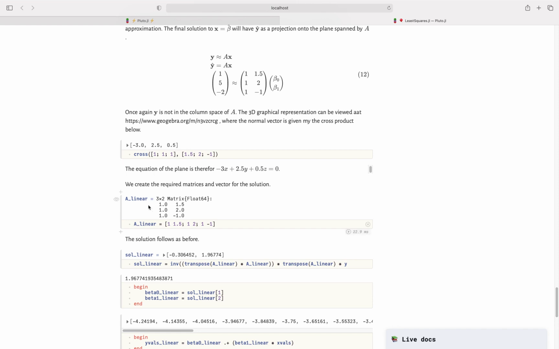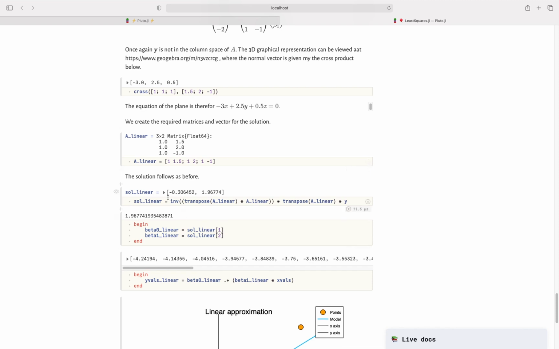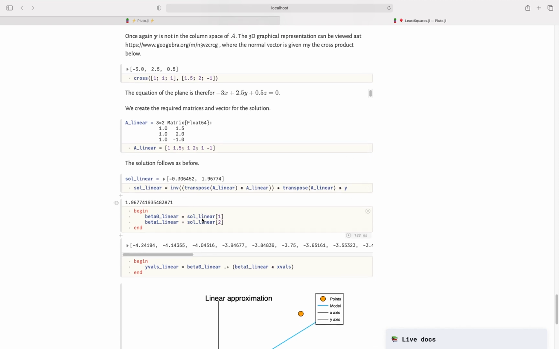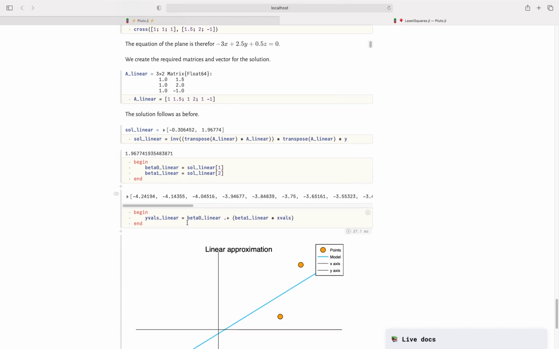So let's set up a linear, my matrix there, A underscore linear, my column vector of all ones, my column vector of all my x values. I use ordinary least squares, equation 6, and we solve for beta sub 0 and beta sub 1, which we have there. And again, I'm just creating a bunch of points here so that I can plot my linear equation. So it's beta sub 0 linear, and then dot plus, because I want element-wise addition of the scalar times all my x values. And there we go.